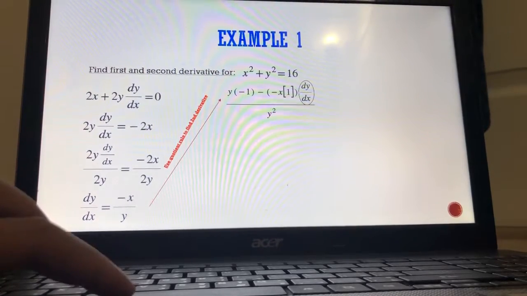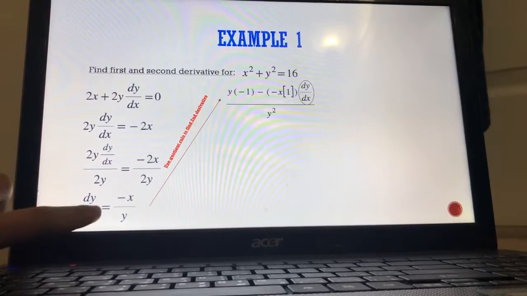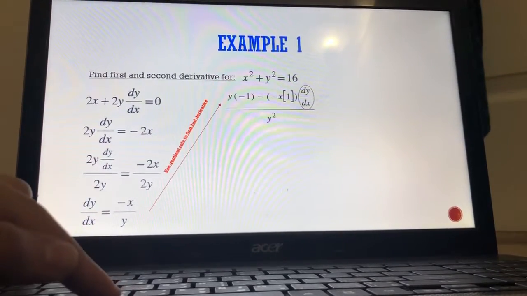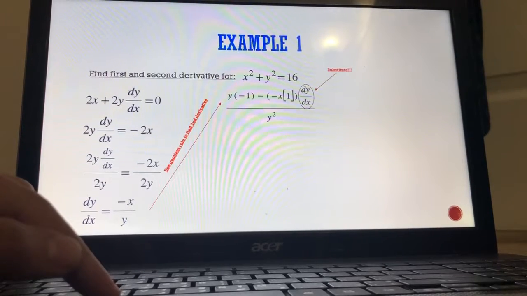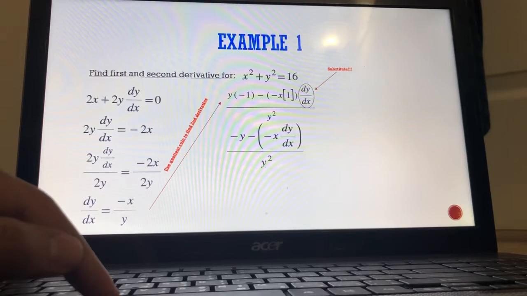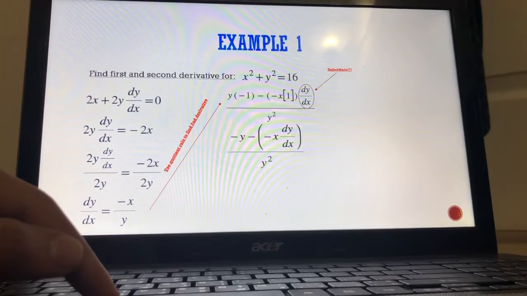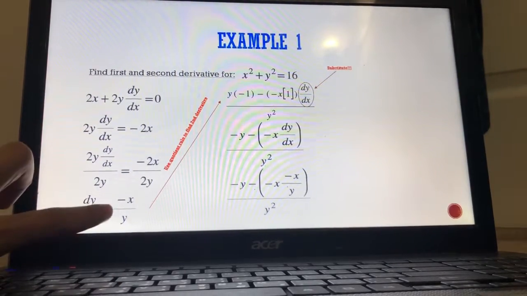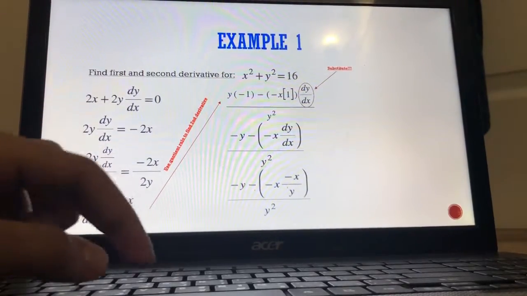And then we have to substitute dy/dx, because we have it right here, and this will eliminate some of the variables we have up there for us to be able to solve. Substitute. So, we gotta simplify. Negative y minus x dy/dx over y squared. And when we substitute it, it will be negative y minus negative x, and then the substitution part, negative x over y squared.